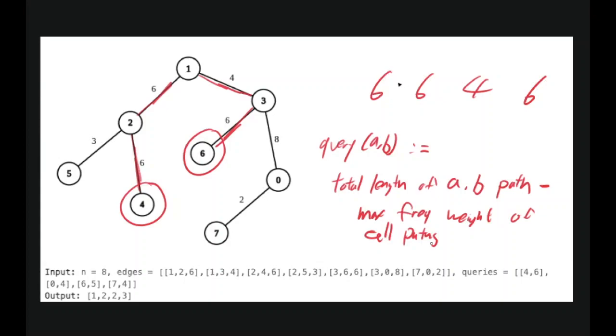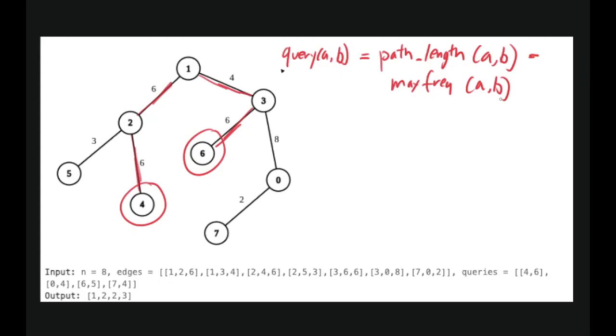So in here, the total length of the AB path from 4 to 6 is 4. And then the maximum frequent weight of all the paths is 6, which has a frequency of 3. 4 minus 3 will be 1. So that's why we should output 1 here. So the formula will look something like this: query AB equals path length AB minus the max frequency of AB. This will give us the answer of each query.